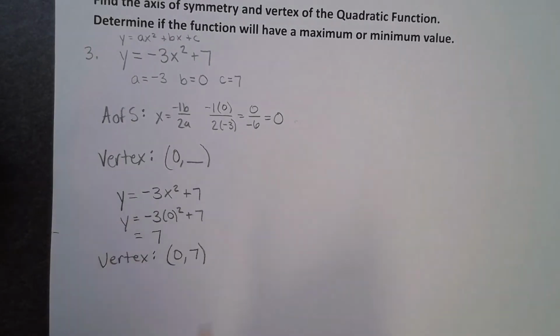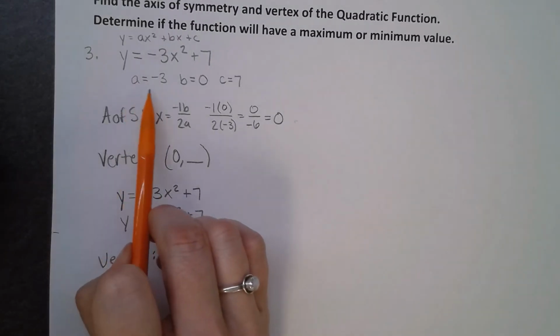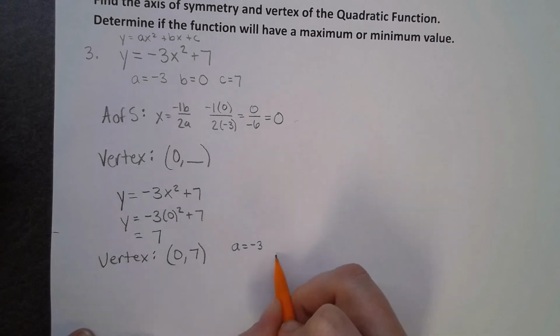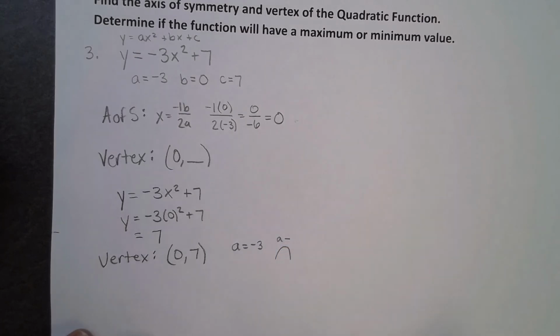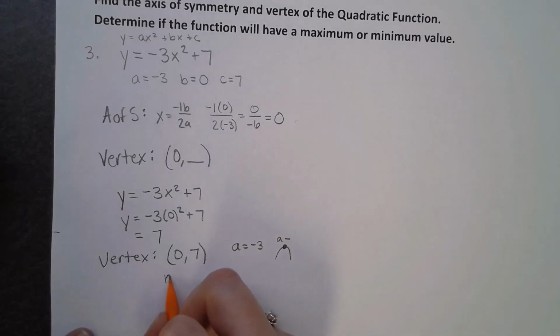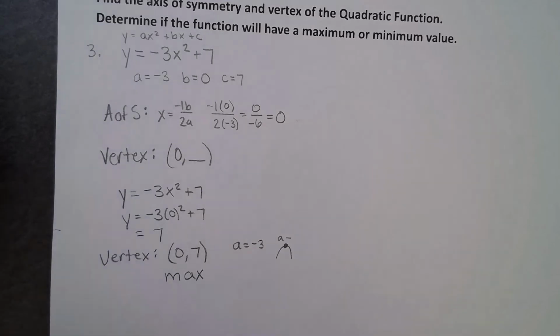Let's go ahead and name our max or min looking at our A value. A is a negative. That's our frowny face. A is a negative. So that's going to give us the vertex being the highest point on the graph, which gives us a maximum.